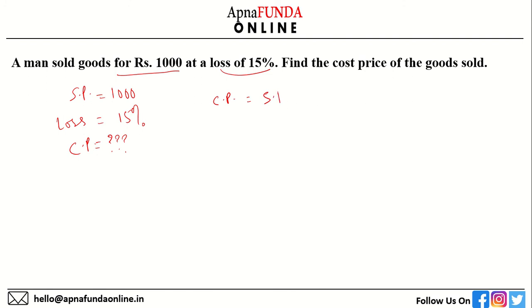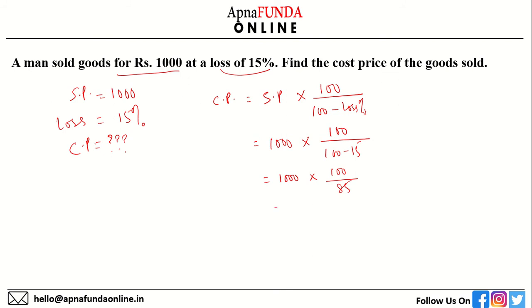We know this formula. Cost price is equal to selling price into 100 by 100 minus loss percent. So cost price is 1000 into 100 by 100 minus 15. So 1000 into 100 by 85, my answer is 1176.47.